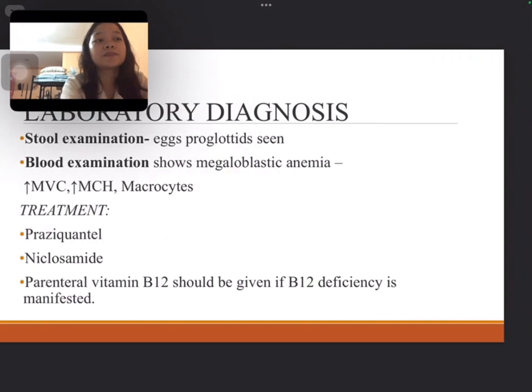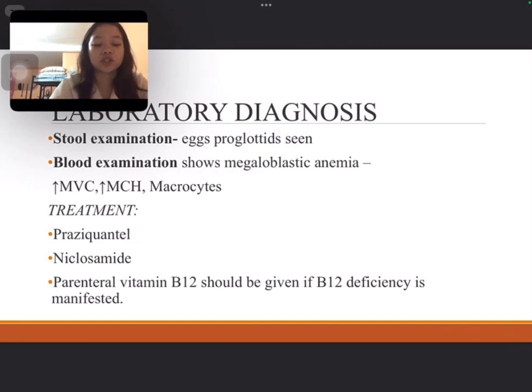Prevention and control are paramount in controlling latum infections: proper cooking of fish and avoidance of raw or undercooked fish consumption.